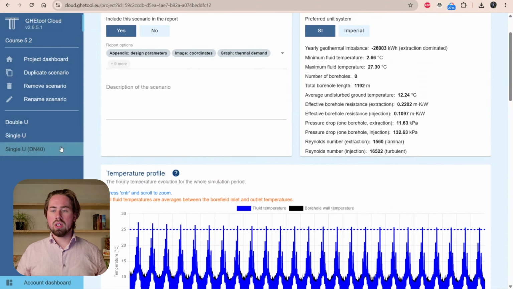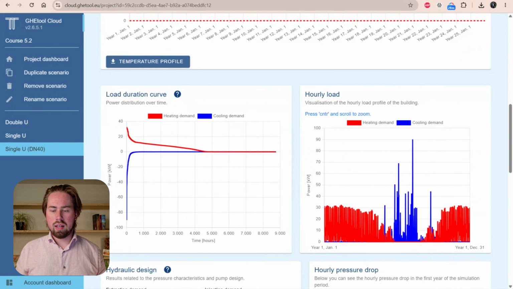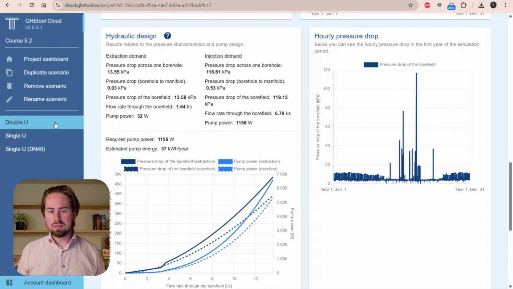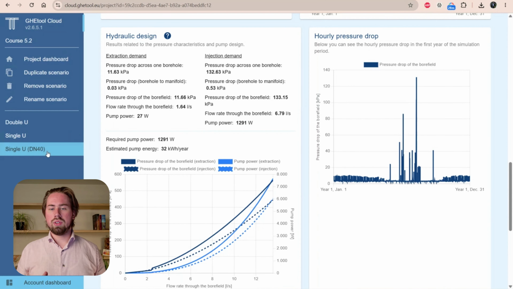Now if we jump to using a single DN40, what you see is that our pressure drop, our Reynolds number goes down a little bit. Borehole resistance is again a little better, because now we have a little bit more surface area. A DN40 has a bigger outer surface than a DN32, so a little bit better heat transfer. Not as good as a W in this case. And if we go down to the pressure drop, what we see is that it's actually lower than our W. So it was 37, here it's 32.